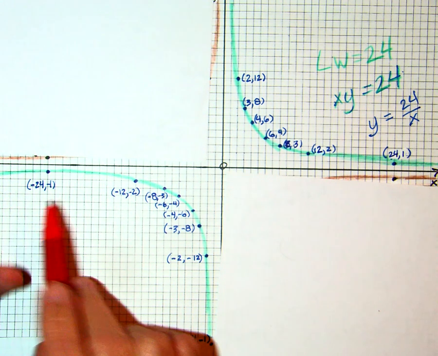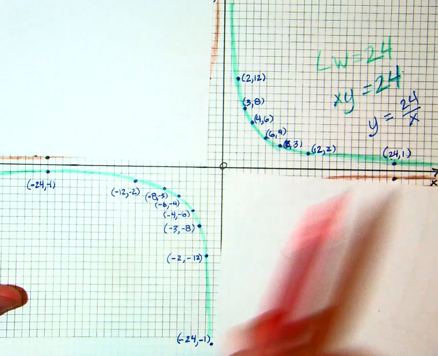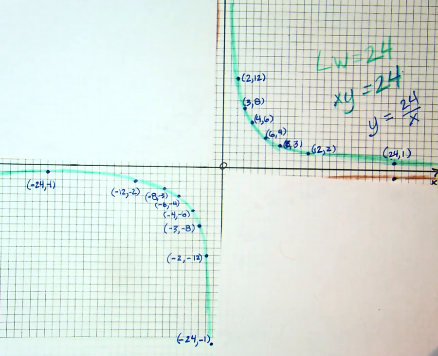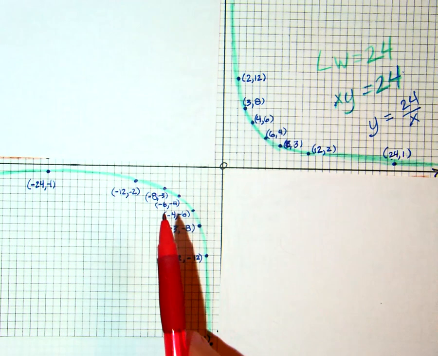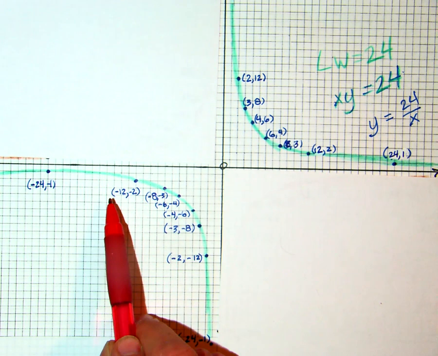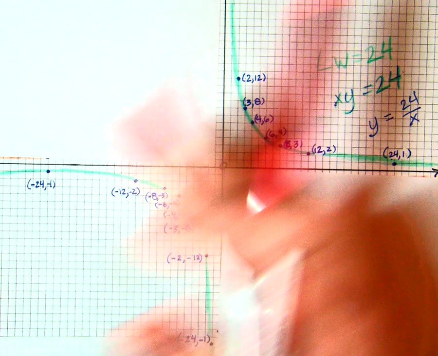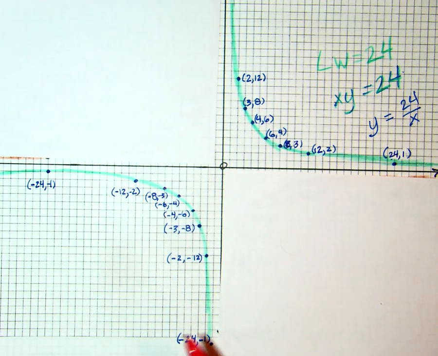Notice it makes the same shape, but instead of being in the first quadrant when everything is positive, it's in the third quadrant where everything is negative. So instead of 3, 8, we have negative 3, negative 8. Instead of 12, 2, we have negative 12, negative 2. It's basically a mirror image across the line going down the middle. So, that's interesting.